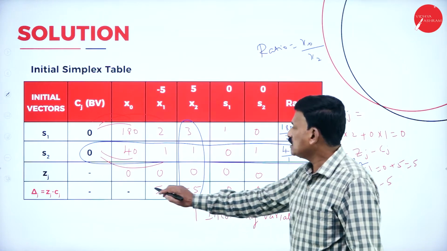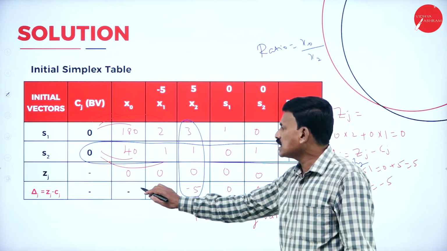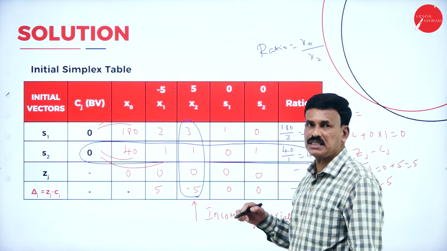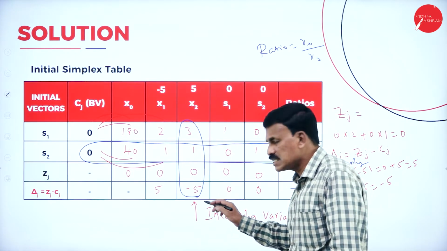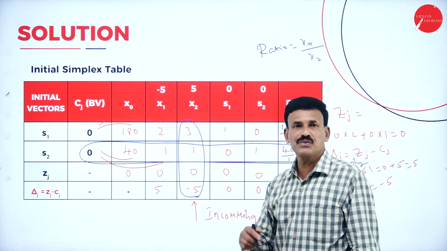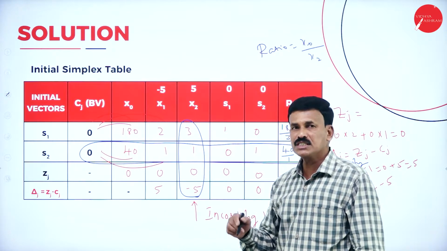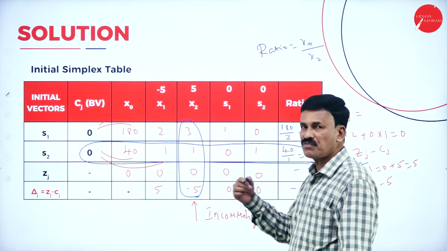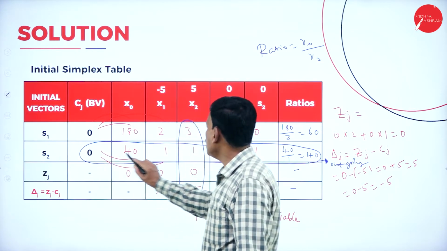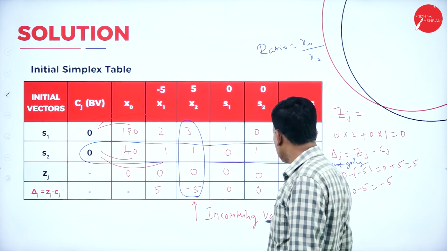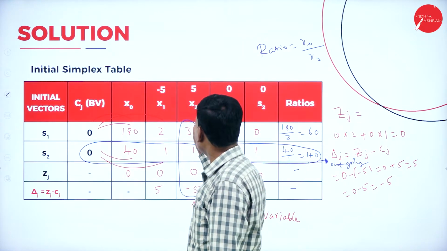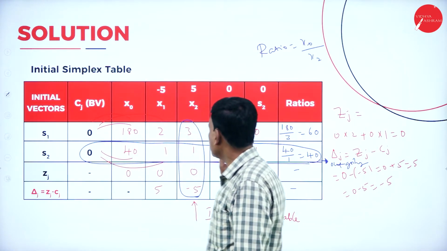Now suppose if all the values in this delta j, which is equal to zj minus cj, are positive, then the optimality is reached. Since it contains negative values, the optimality is not reached, hence we have to go for one more iteration, that is called the first iteration. So in the next iteration, s2 is replaced by the incoming variable x2, and s1 remains the same.